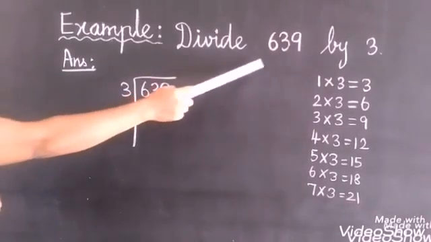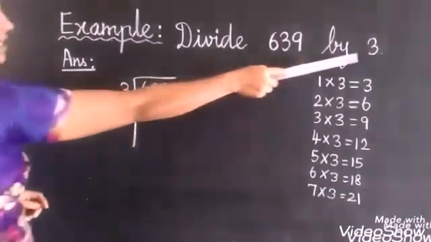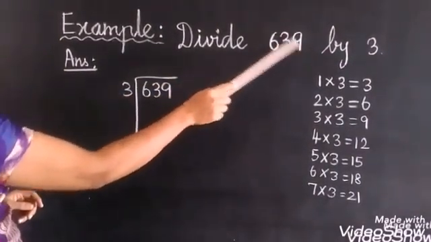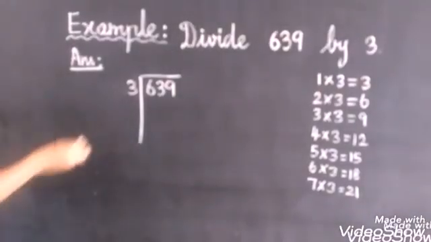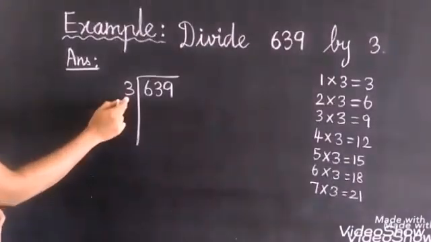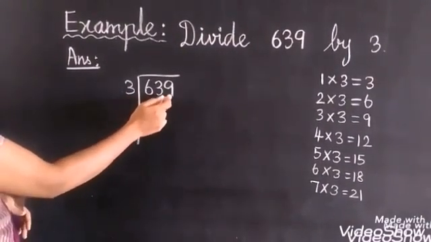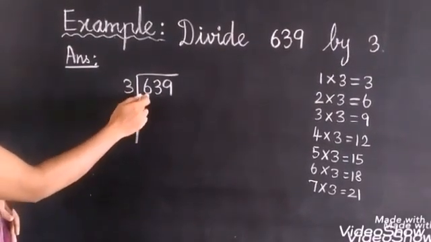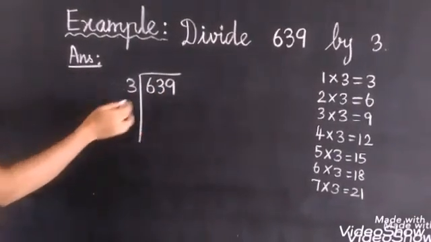Let us see one example in division. Divide 639 by 3. By the 3 table we have to divide 639. Compulsorily you have to write the 3 table. See, 3 is the divisor, 639 is the dividend. Okay.